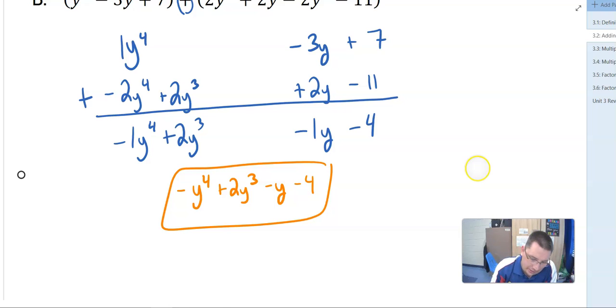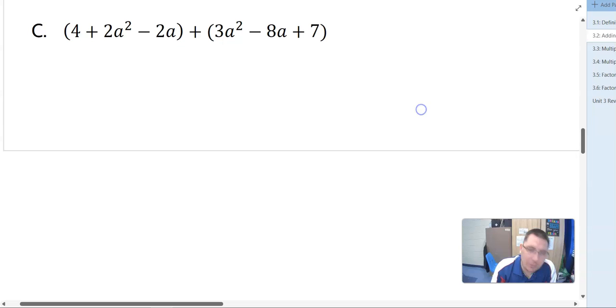But I want you to look at example C, and I want you to try that one on your own. You can either do it horizontally or vertically, and I want you to pause the video at this point and add this together. Okay, so pause the video now. All right, so you should have paused the video, and if you didn't, go back and do it right now. But here is C worked out.